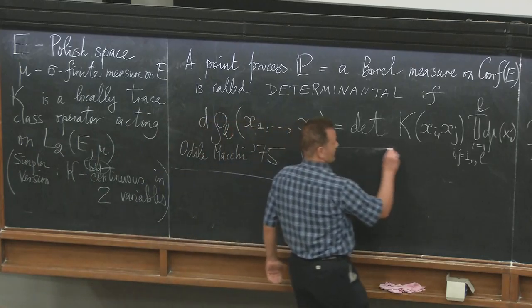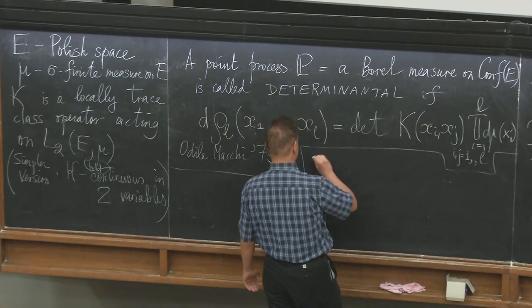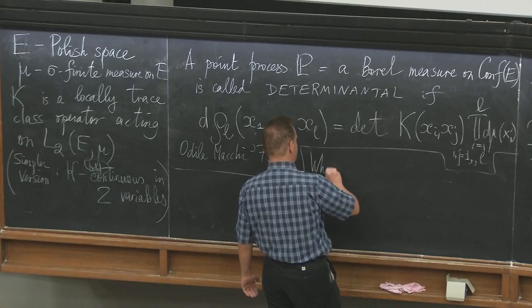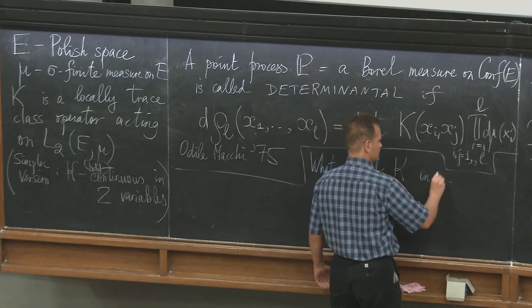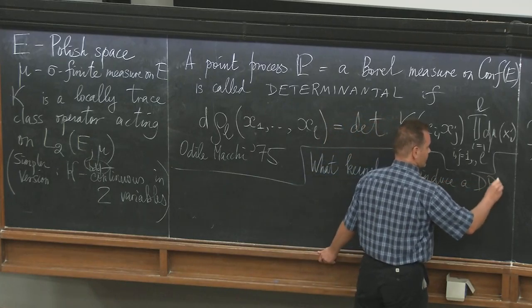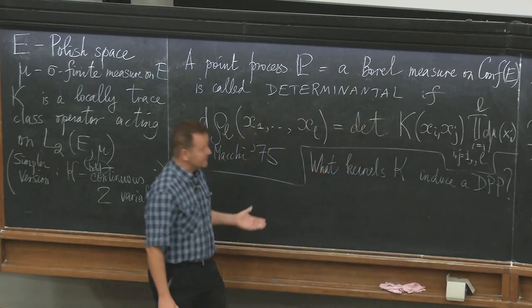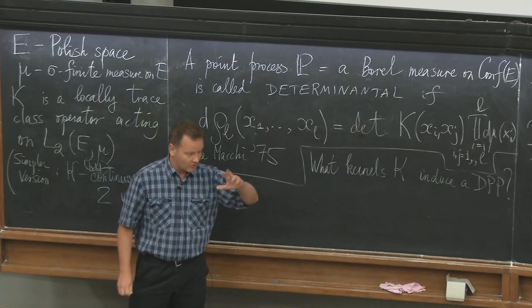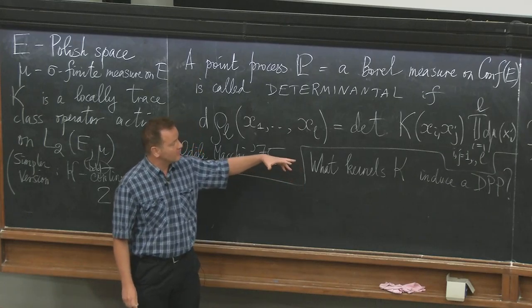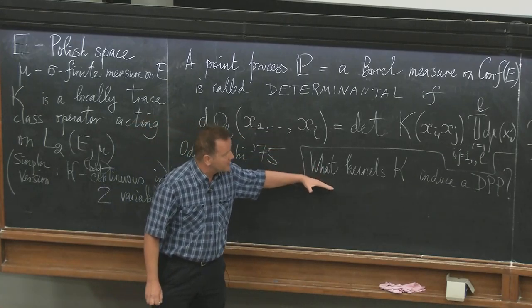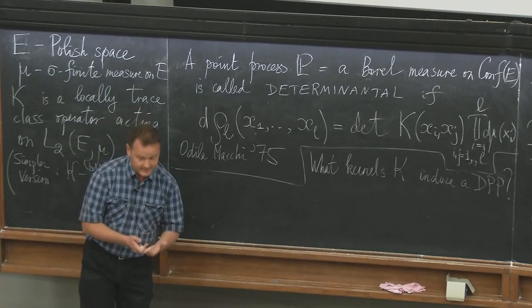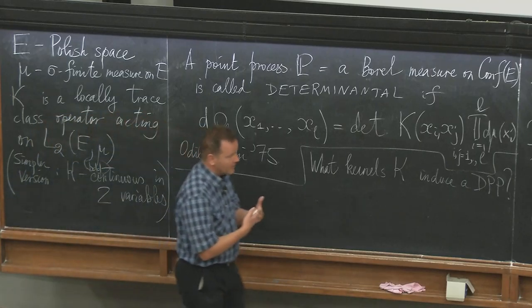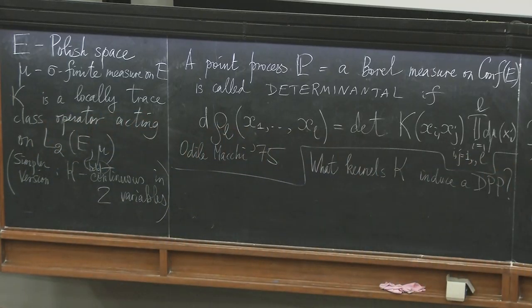So the question, under what assumptions, what kernels K induce a determinantal point process? This question remains open, and there are important examples. In fact, one of them we briefly saw in Laszlo Erdős's talk, the Dyson Brownian motion. So there are important examples which are not covered by a general conceptual framework. For the examples coming from non-self-adjoint kernels, there does not exist a general framework to prove existence of such processes.